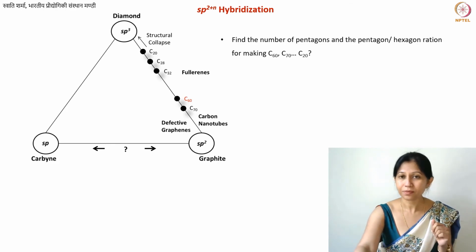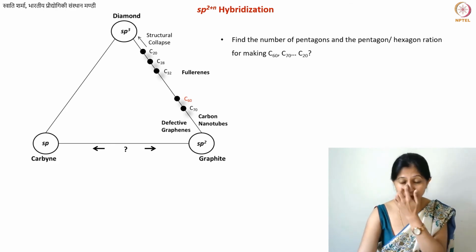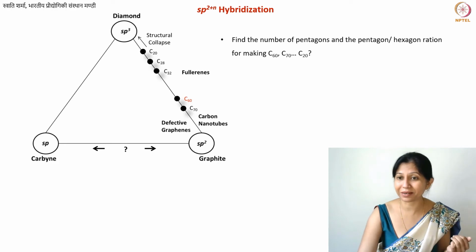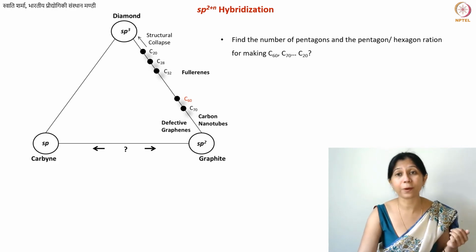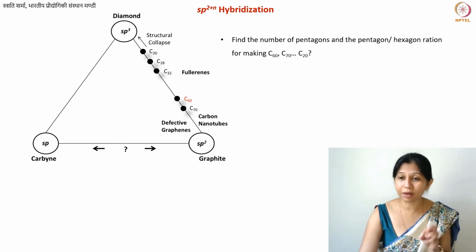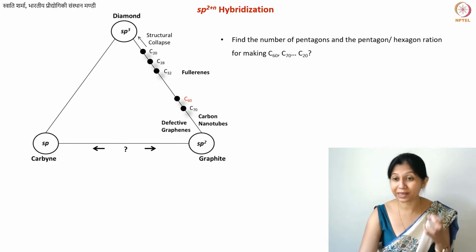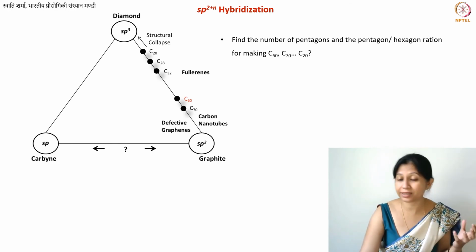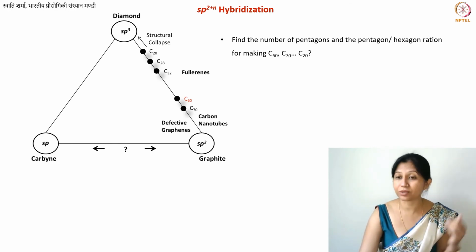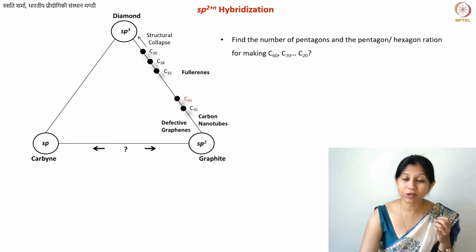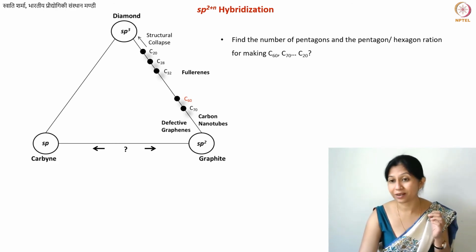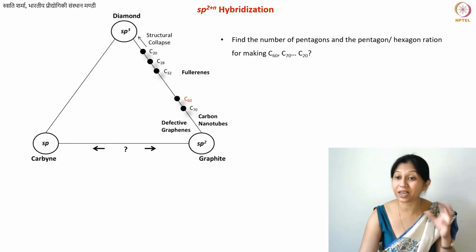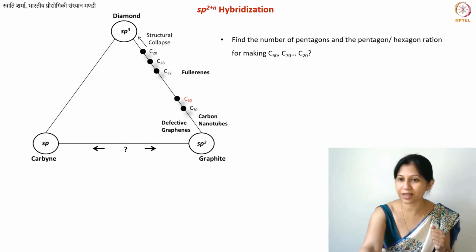Okay. Fine. Now I'll give you a few little mathematical exercises to do. First of all, find out the number of pentagons in different types of fullerenes, at least the completely closed fullerenes. So if you take C60, C70, or you go down to C20, try to find out how many pentagons it will require to form that kind of sphere. Okay, so this is exercise number 1.